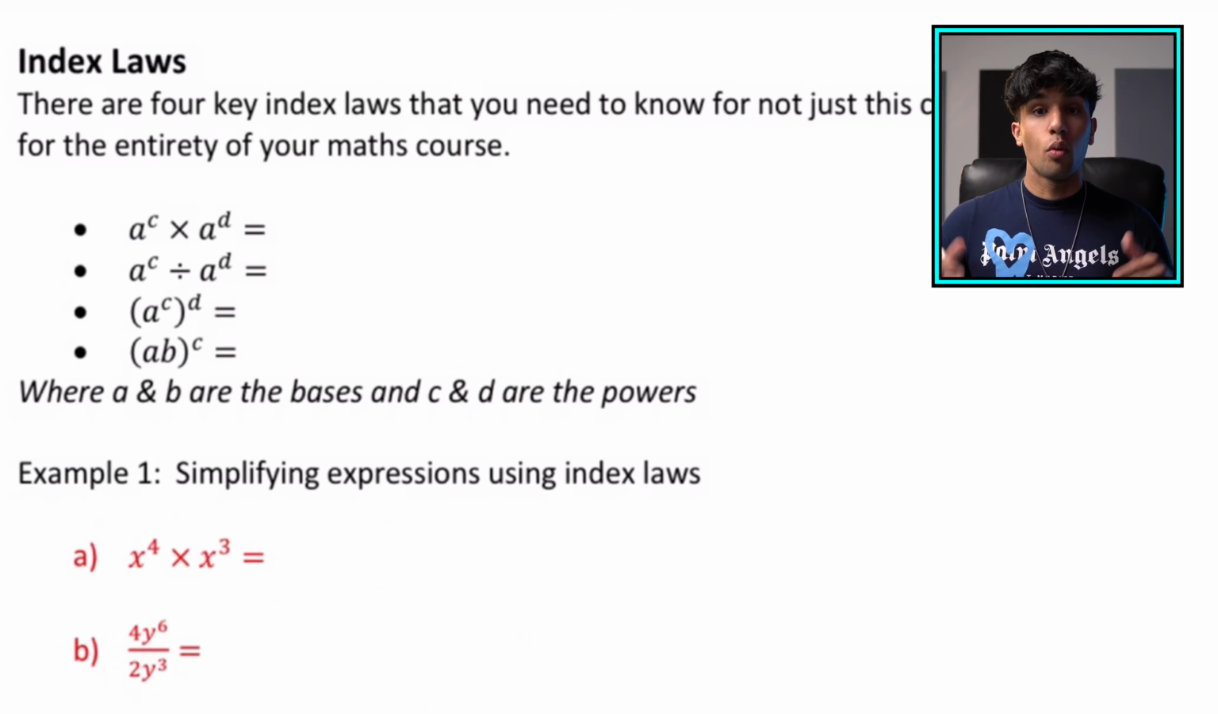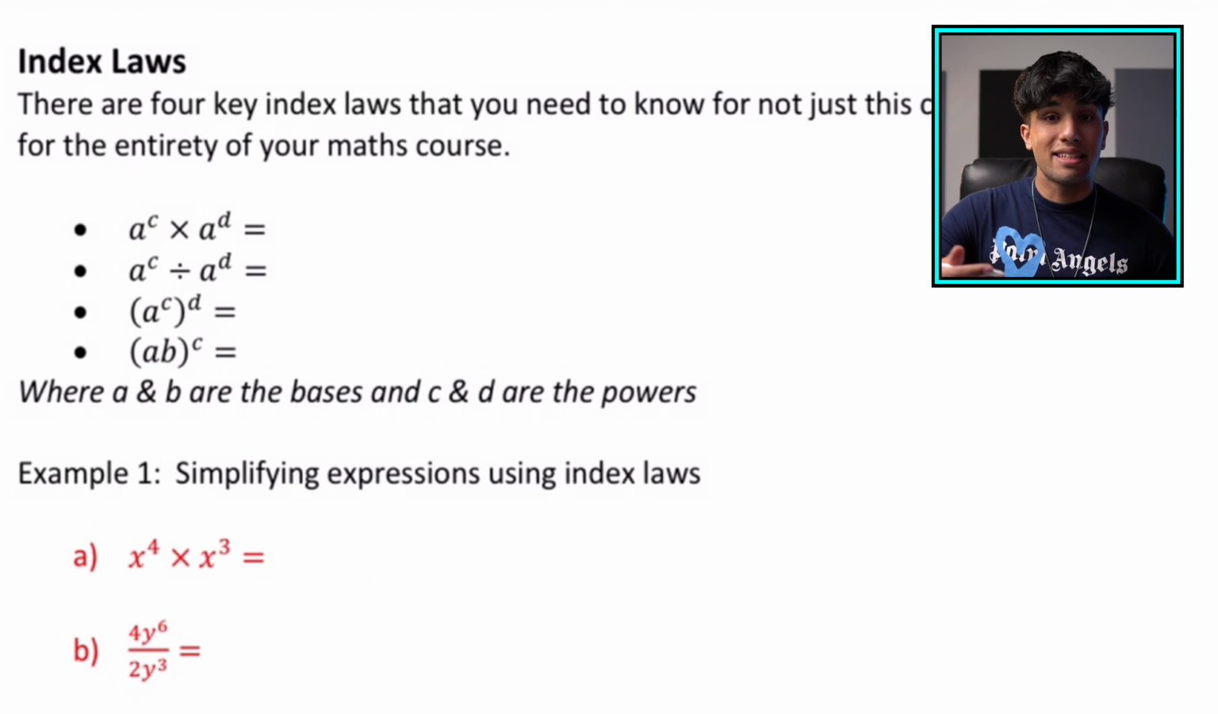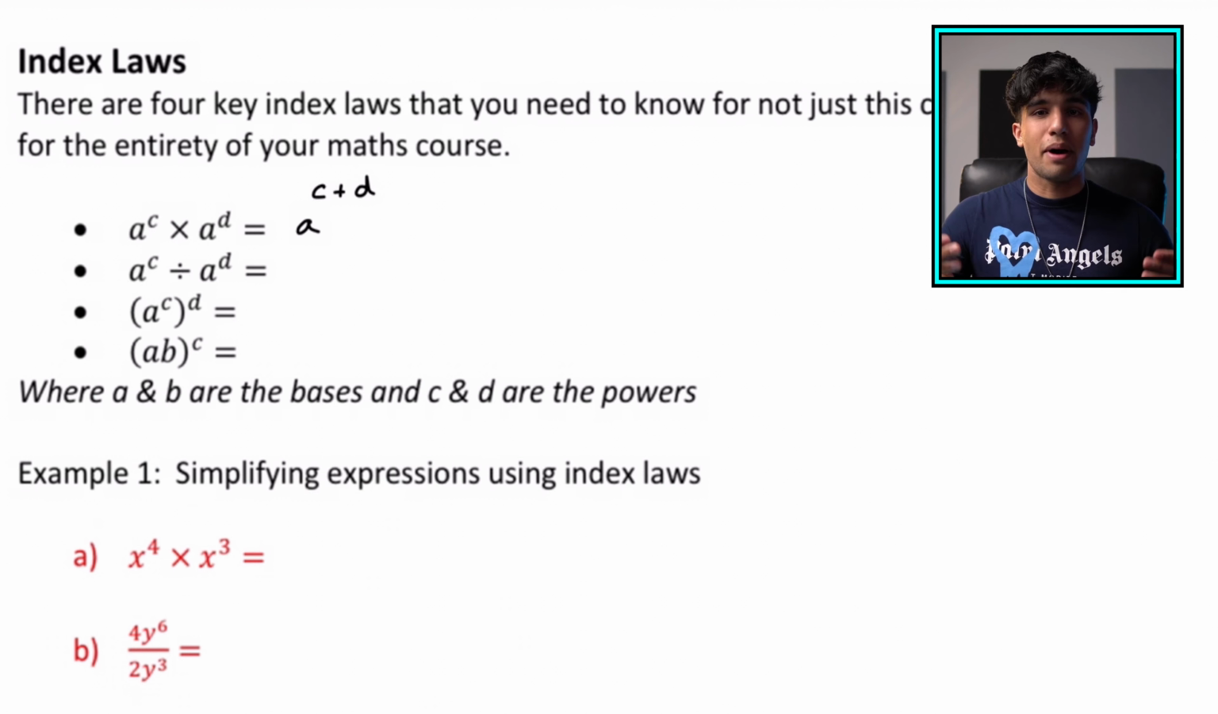Now there are 4 laws that you need to know for your exams. To multiply indices together, we have to make sure our base number is the same, and then we can just add them together. So for our question here of a to the c times a to the d, our answer would be a to the power of c plus d, since we add our indices together.